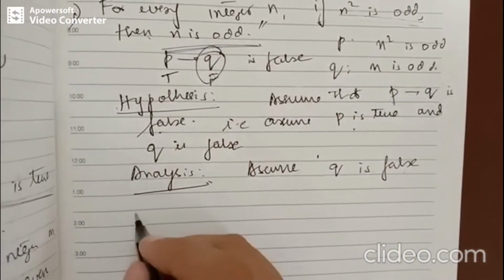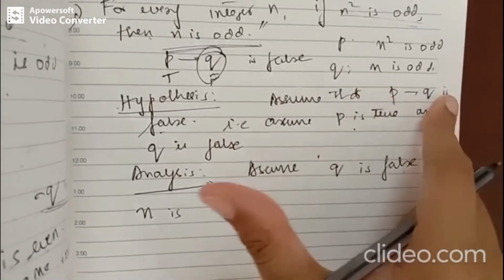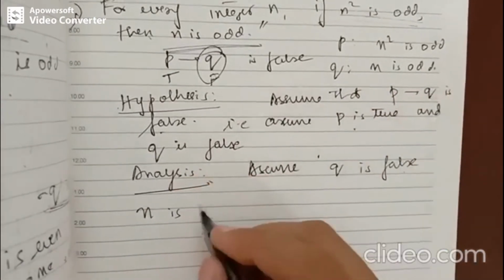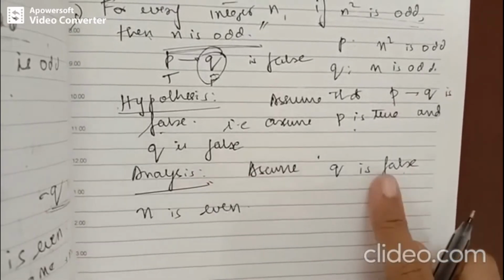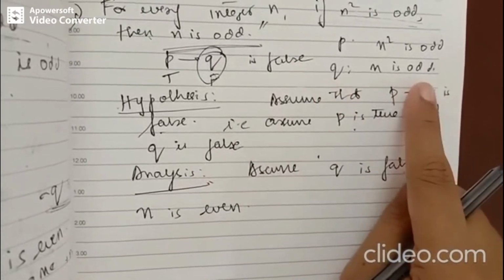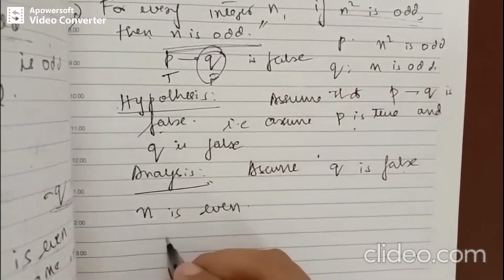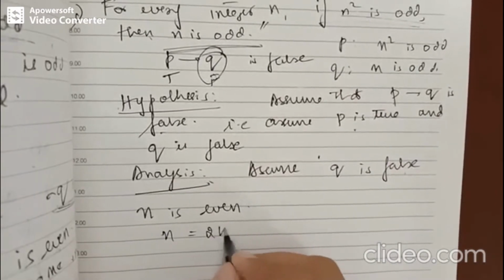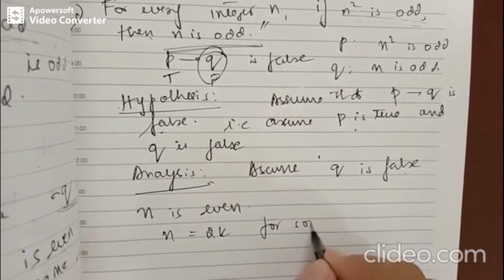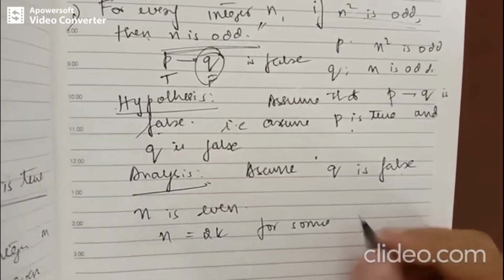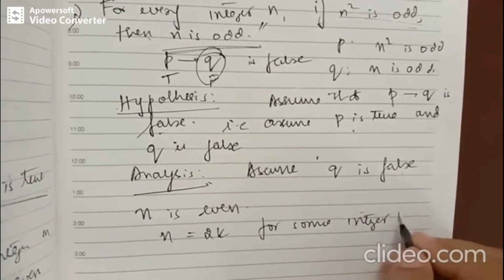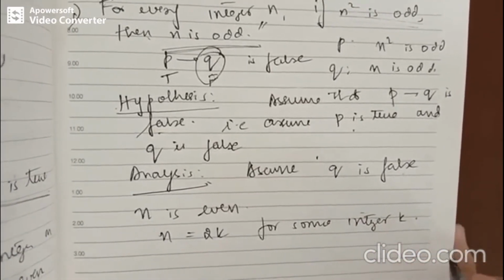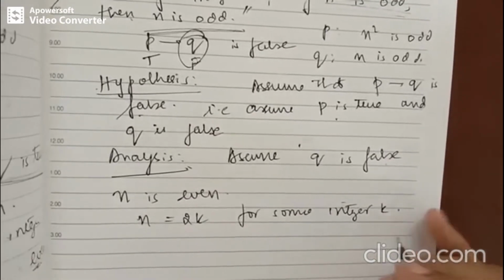That means what will be n? n is odd is Q. So we are saying that n is even. So Q is false, right? n is even. So we can write n as n is equal to 2k, for some integer k. Correct? This is how we can write.